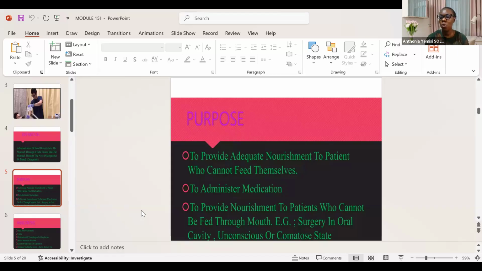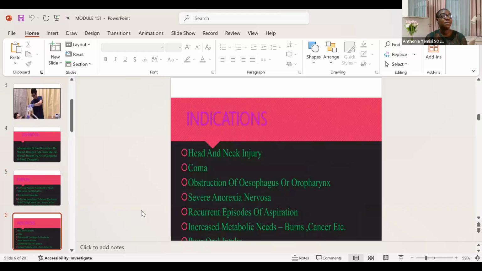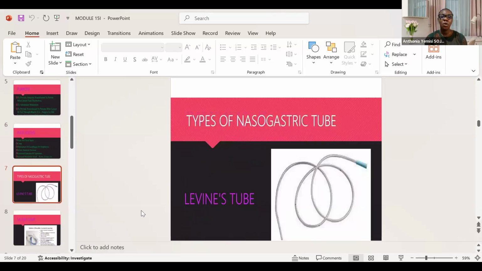Or in patients who are unconscious, or a patient who is comatose, such persons may need to have NG tube inserted. Also in persons who have had head or neck injury, who have severe anorexia nervosa. It's a form of psychological disorder in which they have intense fear of eating. Or patients with increased metabolic needs, like those who had burns, if it's a significant burns to the skin, and patients with cancer. So nasogastric tube is also called Levin's tube. This is what the tube looks like.